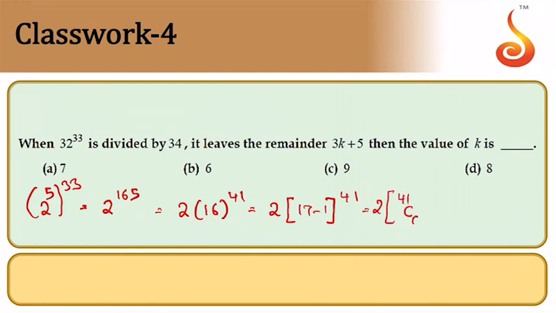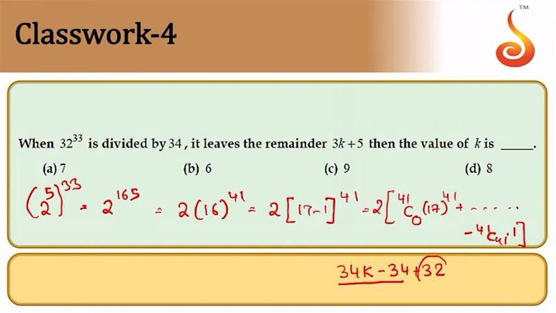This is 2 into (17 minus 1) to the power 41. So when we do the binomial expansion, what we get is 2 into 41C0 17 to the power 41 and so on. The last term will be minus 41C41 into 1. So every term contains 17, and multiplied by 2 it is 34. Every term contains 34 except the last one.